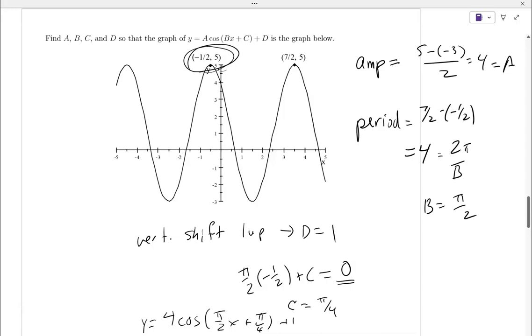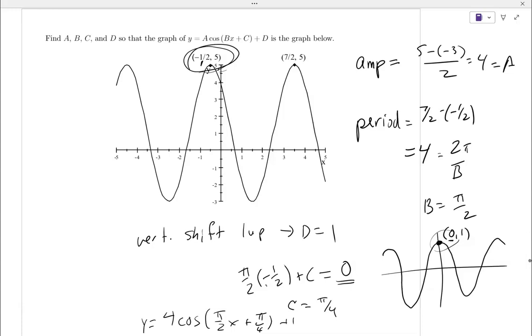If I think about my original cosine graph, it looks like that. This point is the coordinates 0, 1. And since I'm working inside the function, I need to work with the x's. This is where it would have been. This is where it ended up. So when I plug in -1/2, I should be getting out 0 to match them up. I'm just trying to match up where it started and where it ended.